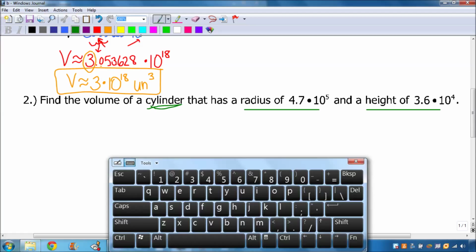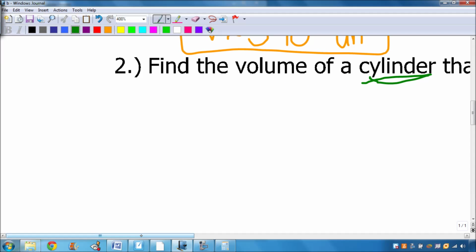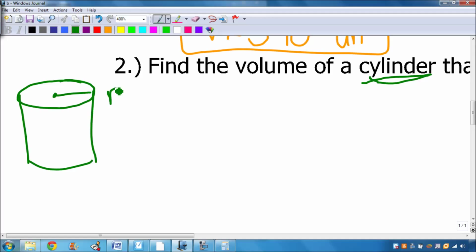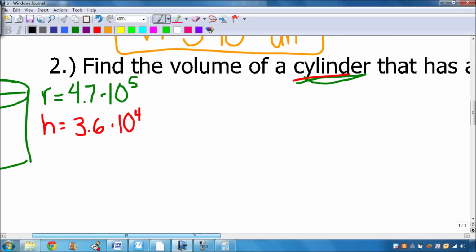All right, so again, you're going to want to write small so you can fit everything in. First thing I'm going to do is draw a picture of what's going on. So right here, I've got my cylinder, and I know my radius is equal to 4.7 times 10 to the 5th power, and I know that my height is 3.6 times 10 to the 4th power. And since it's a cylinder, I can use the formula for the volume of a cylinder. And that formula is pi r squared h, okay?